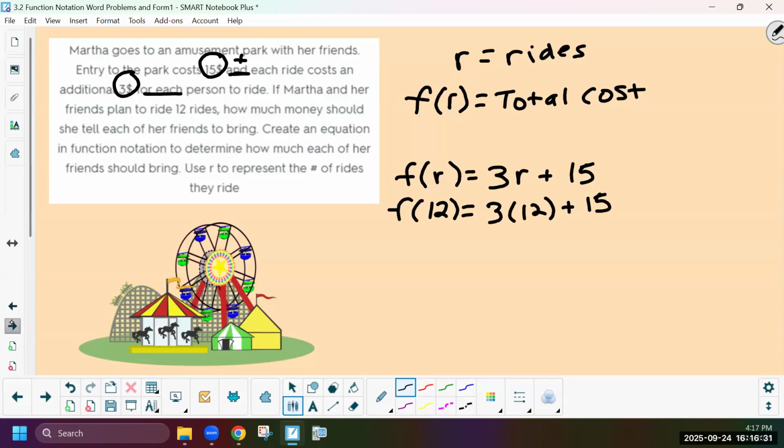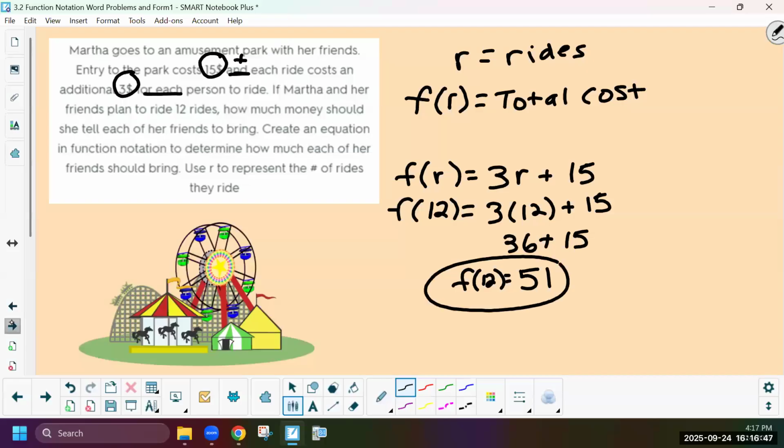Okay, and if I'm looking at 3 times 12 is 36. And if I add those together, I get 51. So f of 12 equals 51. So therefore, if Martha and her friends plan to come to the park and they plan on riding 12 rides, each of her friends should bring $51. And that would be the sentence that you would write.